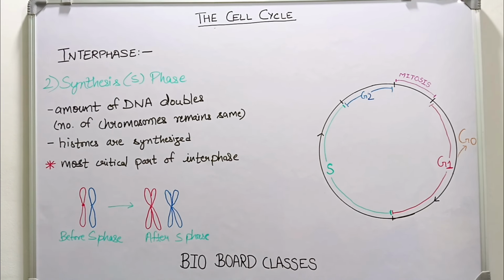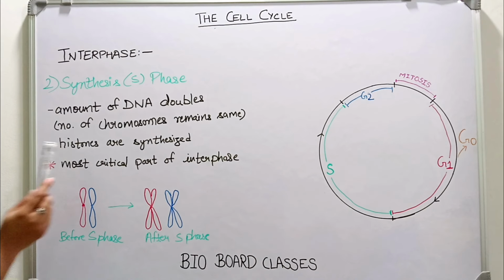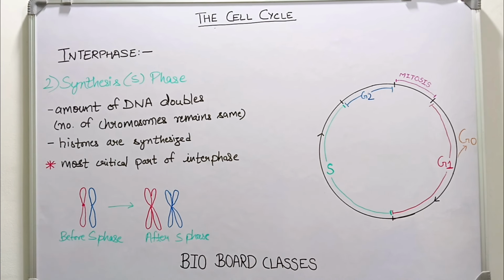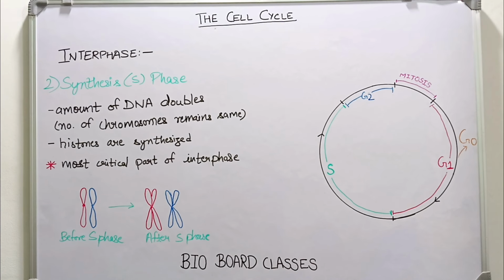Along with the DNA, proteins called histones are also synthesized in this phase to help package the DNA into a compact, organized form known as chromatin. The S phase is highly regulated, and any error during DNA replication can lead to mutation, which may result in cell malfunction or diseases like cancer.